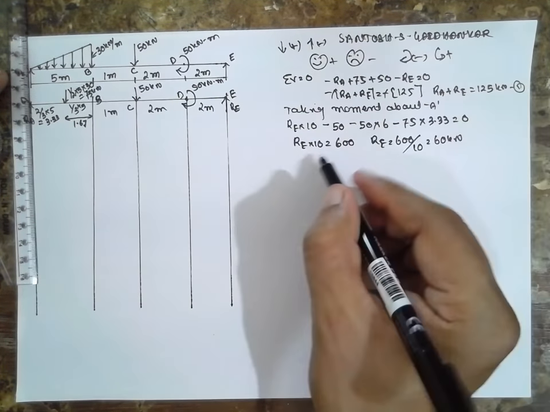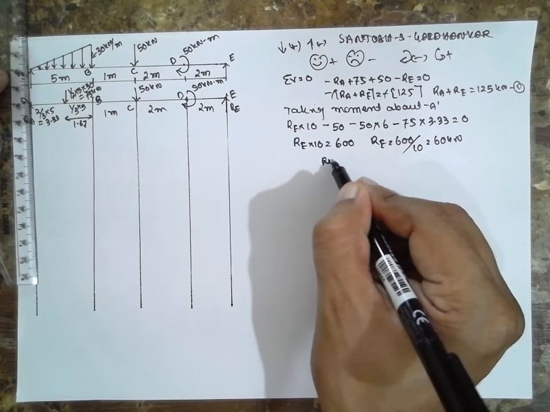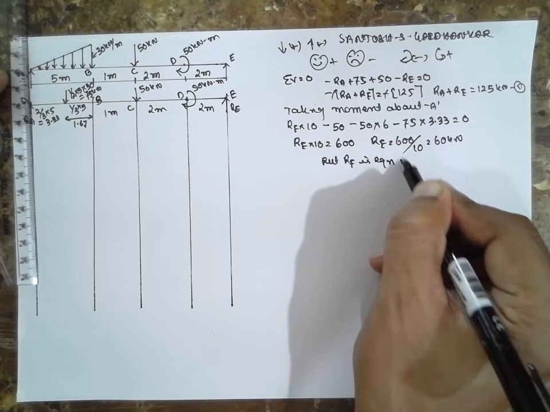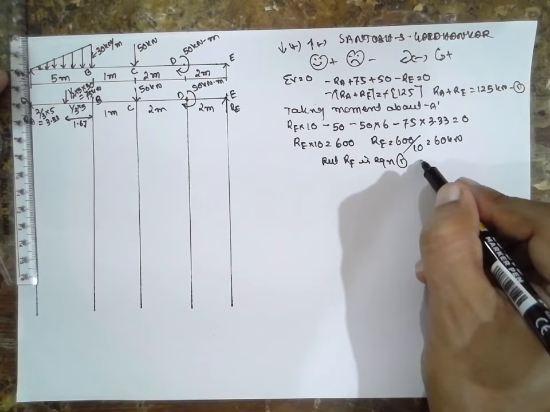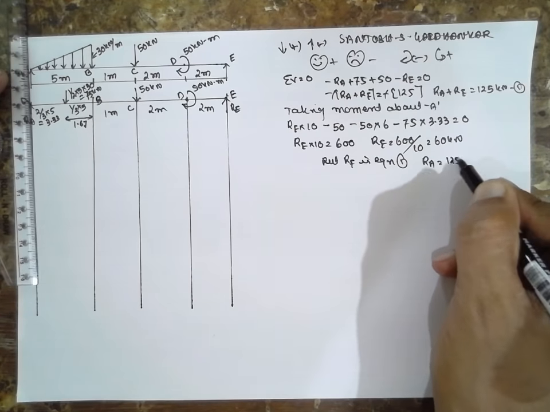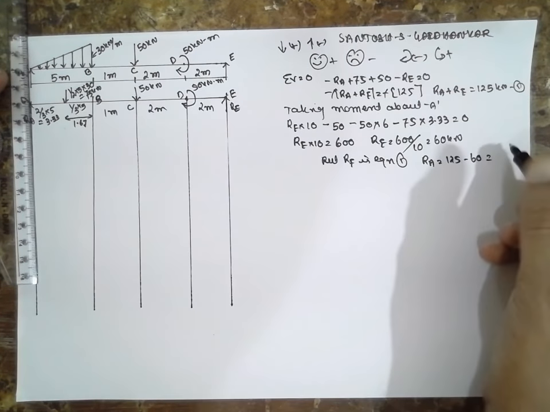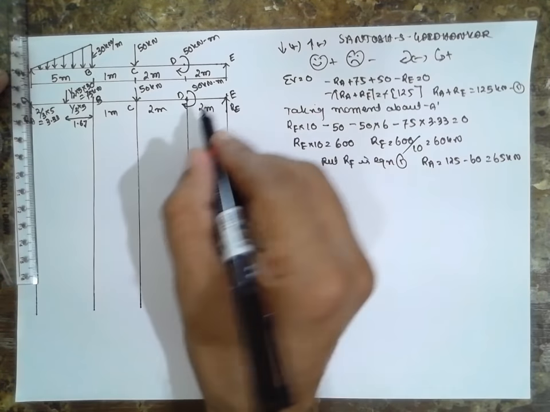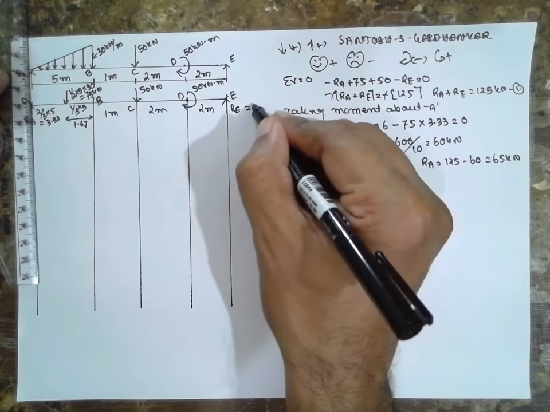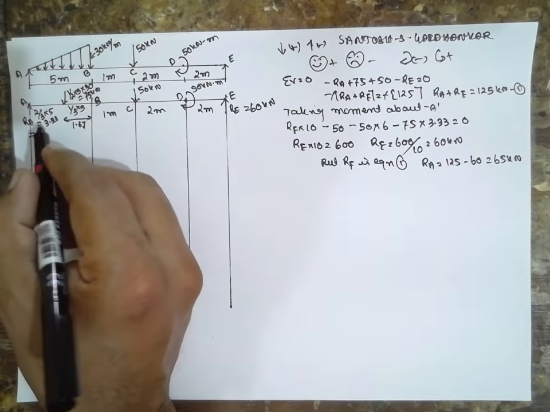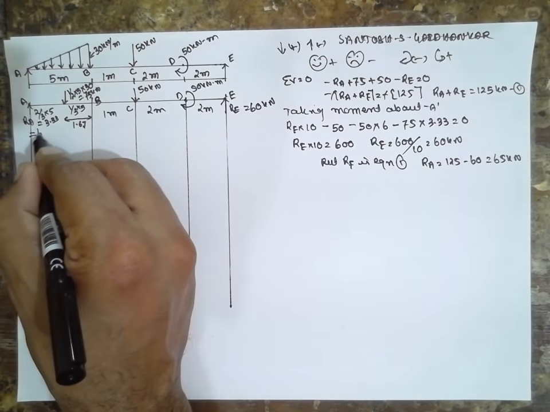Substitute this value in equation 1. Put RE in equation 1. Therefore RA is equal to 125 minus 60, 65 kilonewton. We got RE as 60 kilonewton and RA is equal to 65 kilonewton.